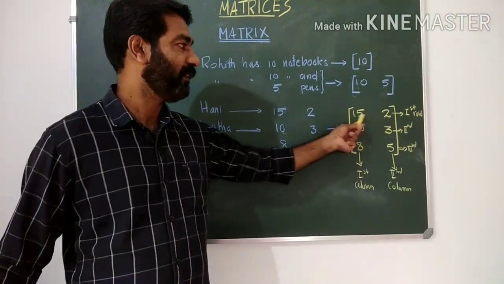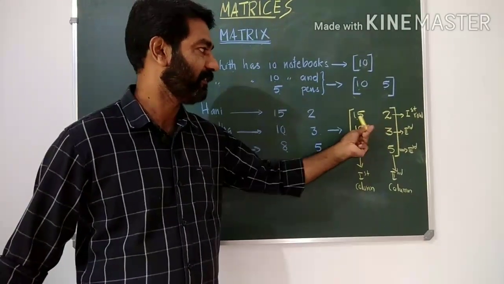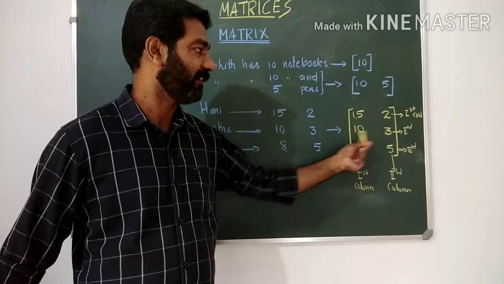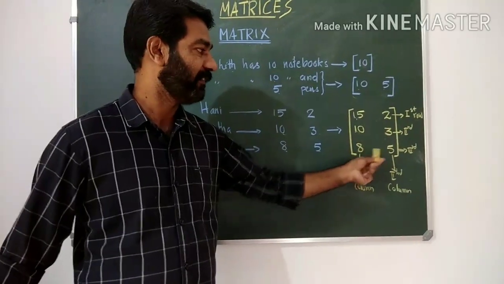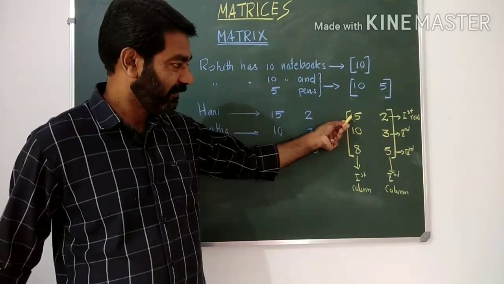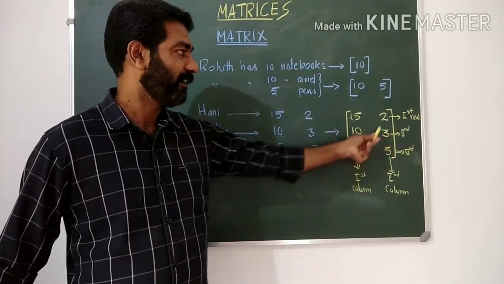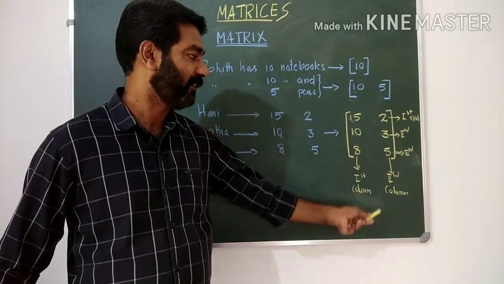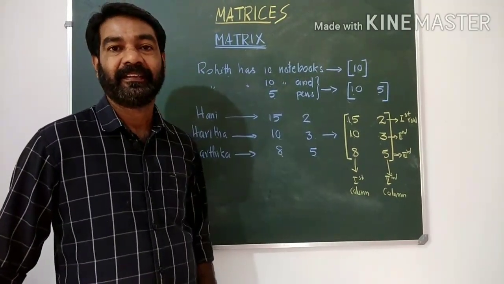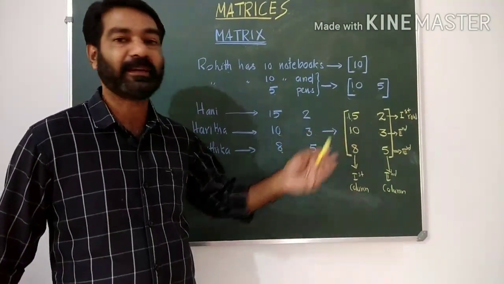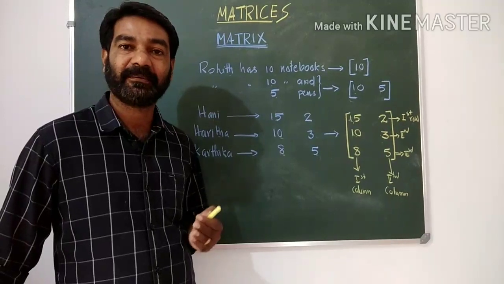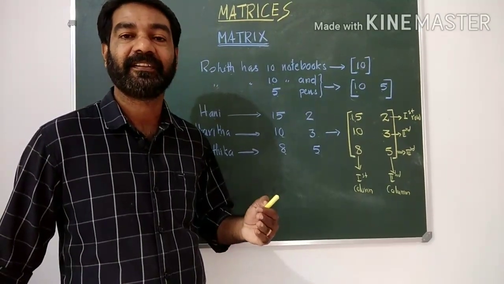Here, 15, 2 is the first row. 10, 3 is the second row. And 8, 5 is the third row. And this is the first column: 15, 10, 8 is the first column. 2, 3, 5 is the second column. So, here we are arranging numbers in a rectangular way.